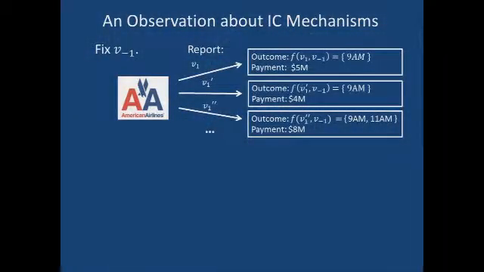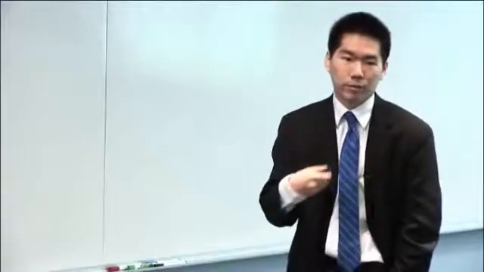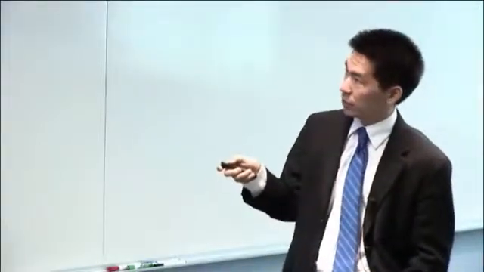Okay. So here's a well-known characterization of incentive-compatible mechanisms, but it'll turn out to be very useful in our setting. Let's fix the valuations of other agents, and let's see what American Airlines can do by varying its report. It could report its true value, v sub 1. That'll give it some outcome and charge it some payment. It could report some other valuation v1 prime. It'll get some outcome, maybe the same, and some other payment. Basically, by changing your report, you can change your outcome and change your payment.